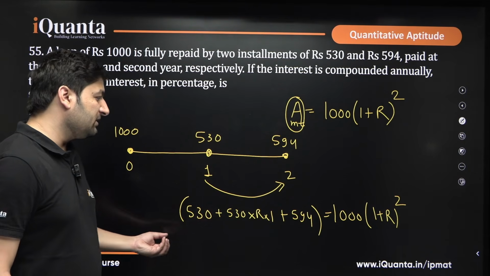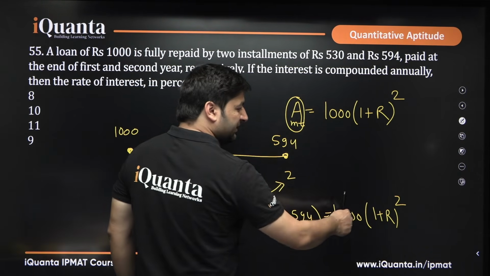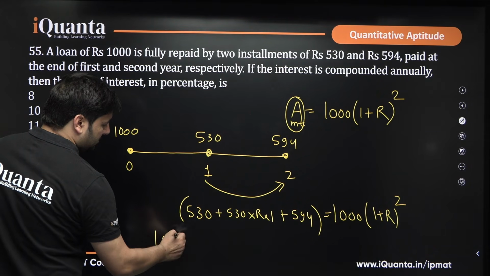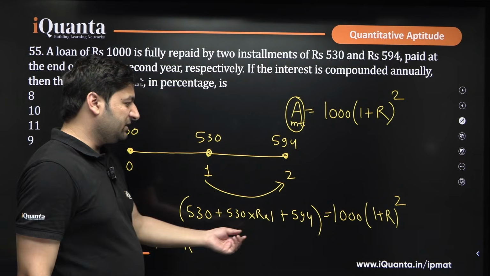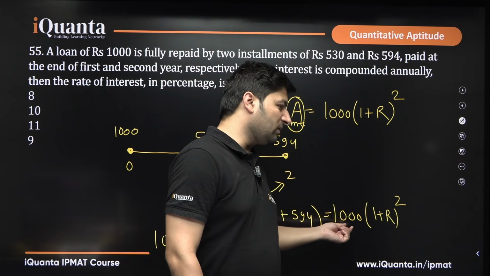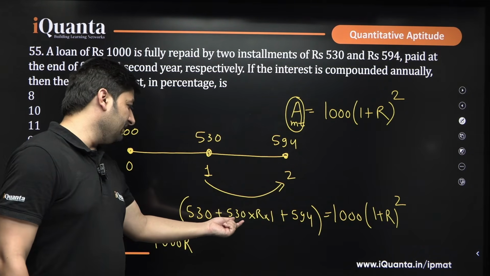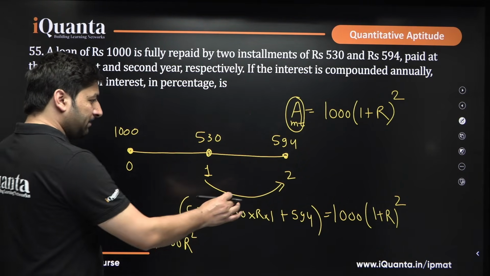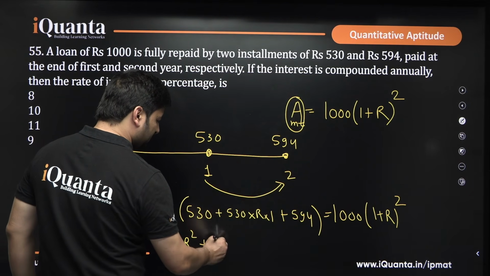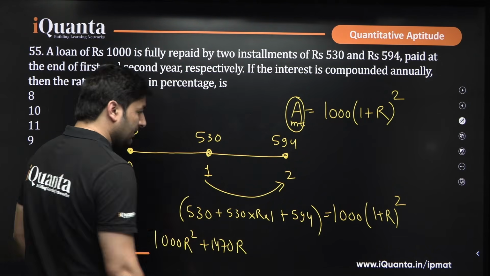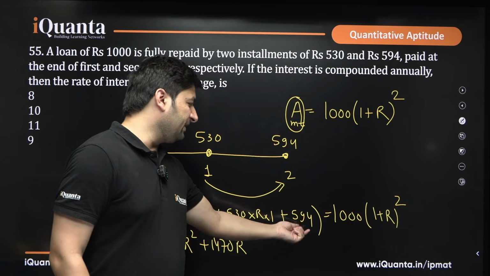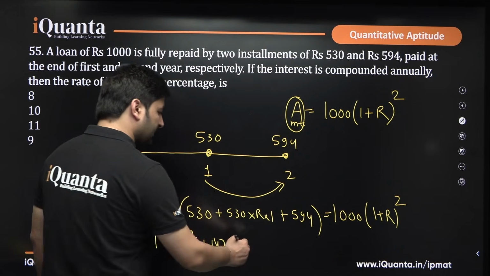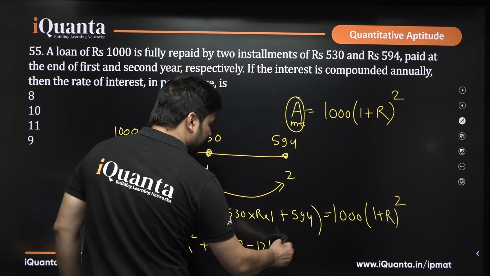So, what you can do is, you definitely know that you will be able to generate a quadratic equation out of this. So, what will happen? 1000 r square, what else you will get? You will get 2r here, 2r into 1000 is 2000 r, and here we have 530 r. So, 2000 minus 530 is 1470. So, plus 1470 r, and then we have 530 here, 594 here, this becomes 1124. Here we will have 1000, 1000 minus 1124 is minus 124 when this goes that side, equal to 0.